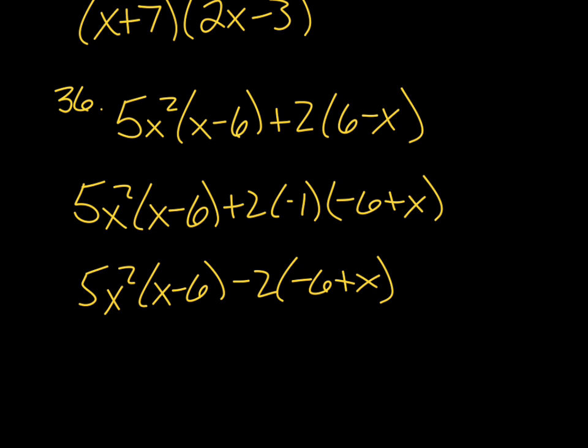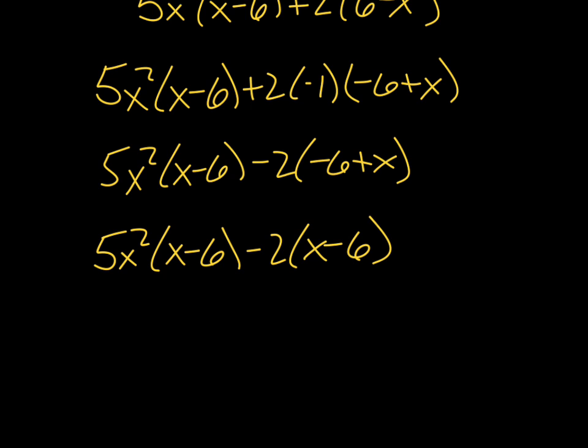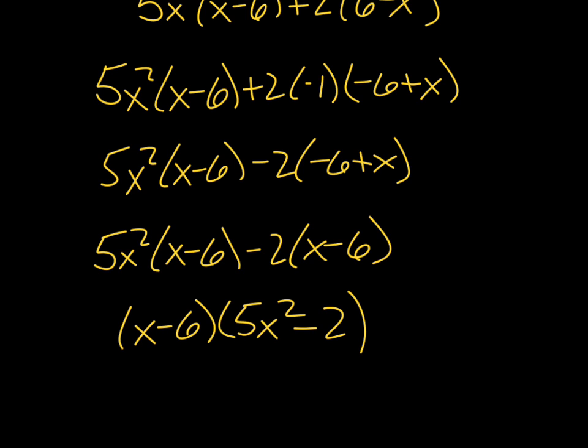We're still good. Now, you can add in any order you want. So, yeah, then really I'm going to write it like this. Is that okay? Does that make sense that those are the same? Okay. Now we got a common factor of what? X minus 6. What's left over from the first one? 5x squared. 5x squared minus 2.